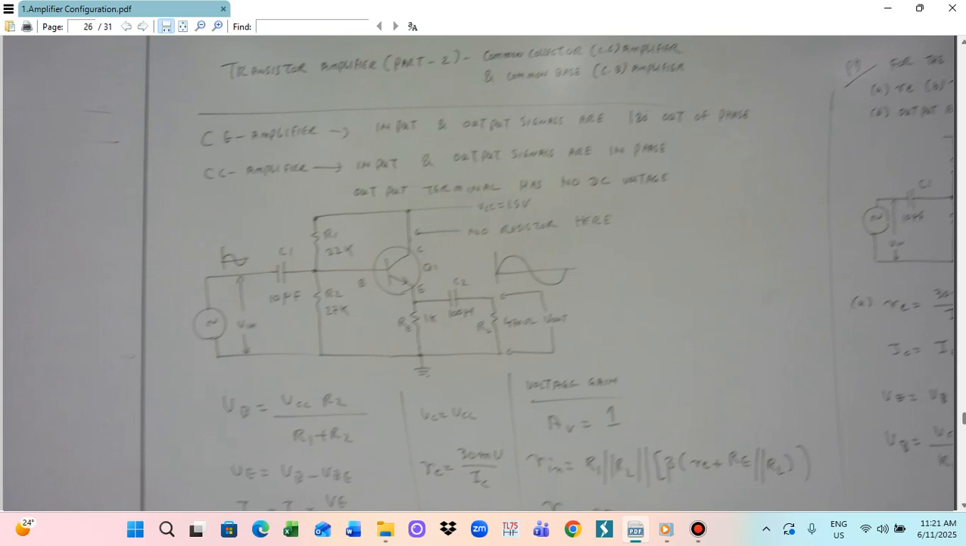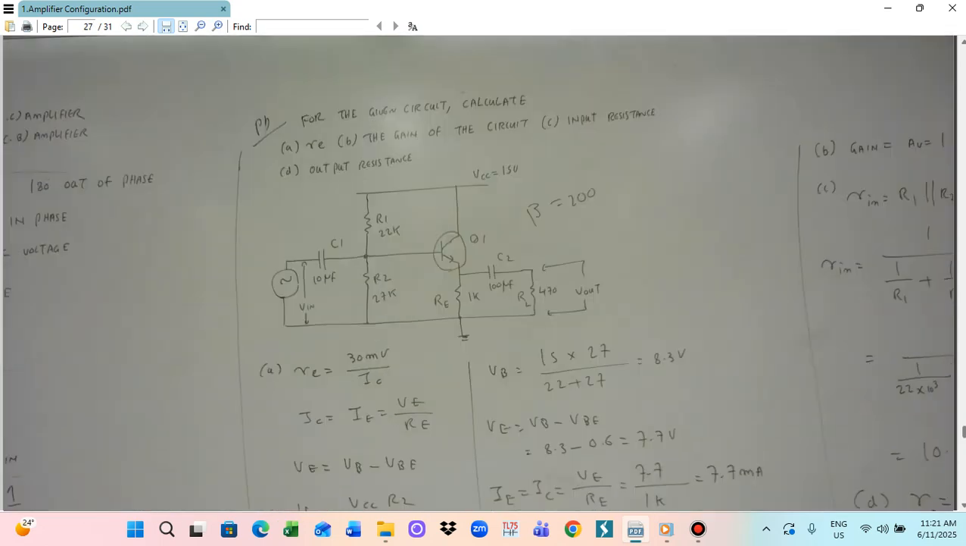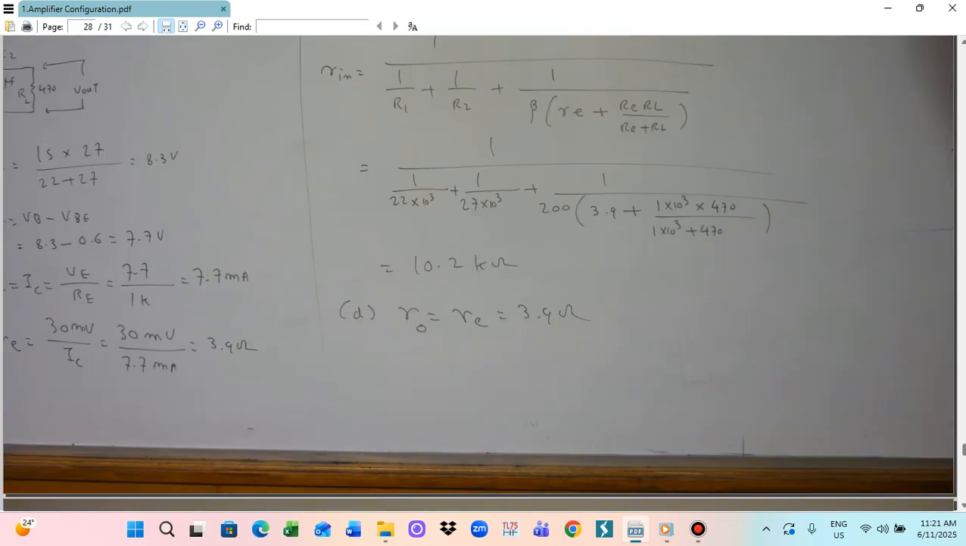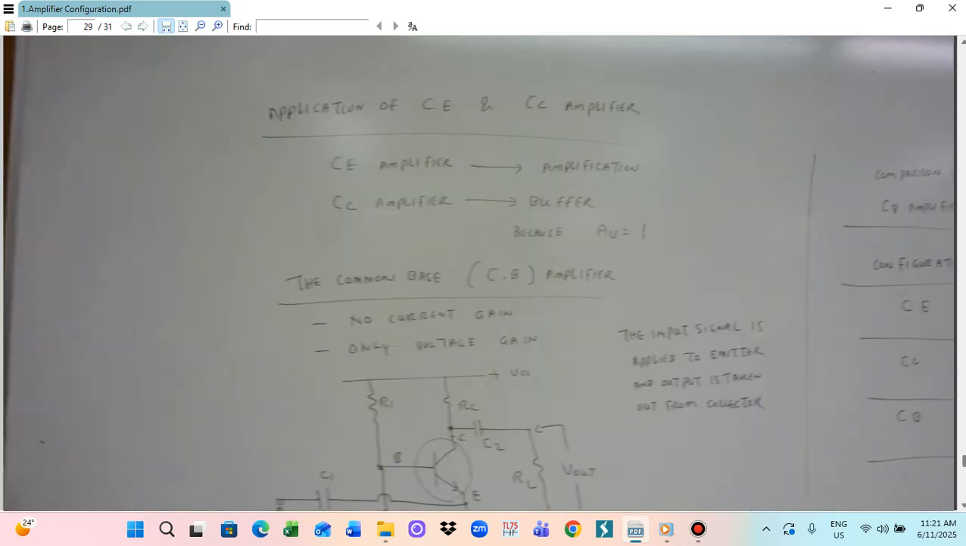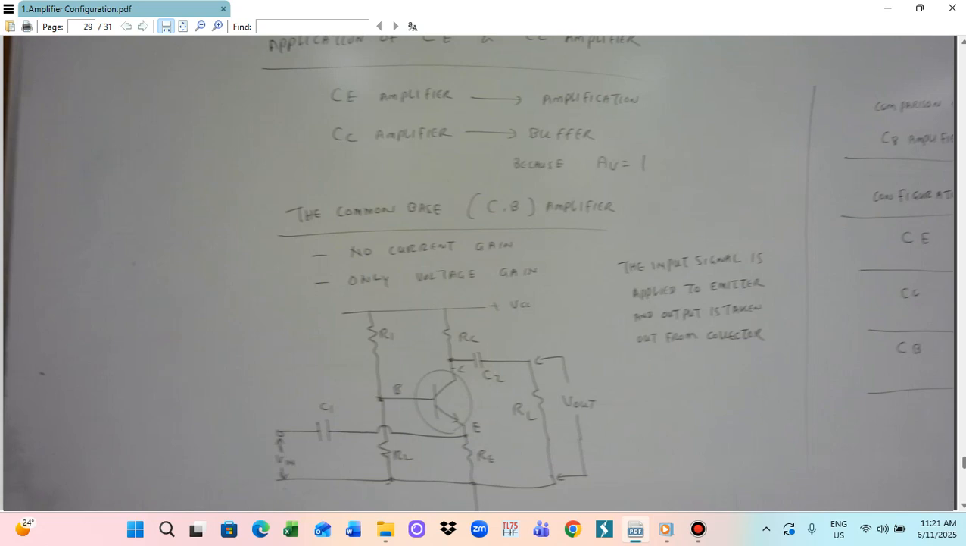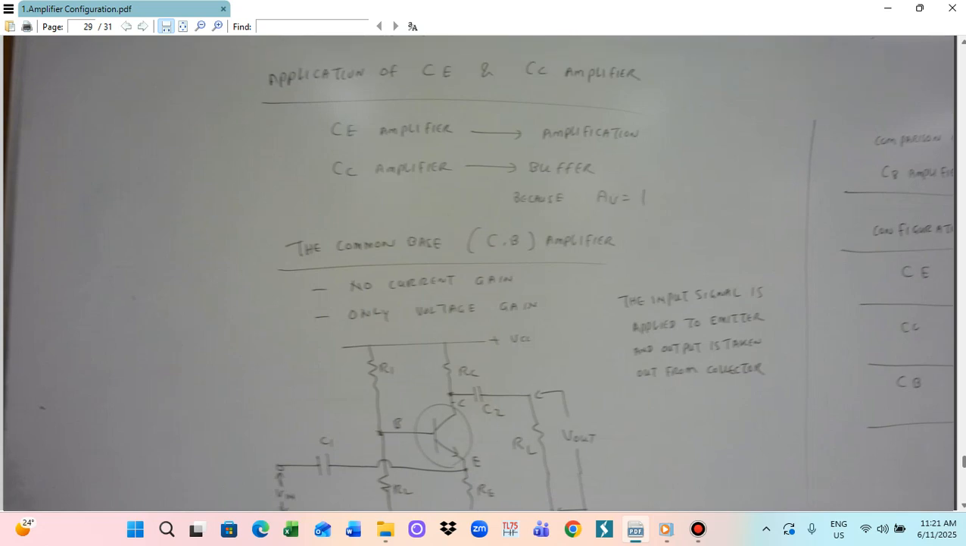For buffering we also use the optocoupler. Optocoupler means instead of using electrical signals, we use light. The optocoupler is also used as a buffer, and similarly we use the CC amplifier as a buffer. So the CC amplifier has amplification, but we utilize it as a buffer, because the CC amplifier gain is 1.